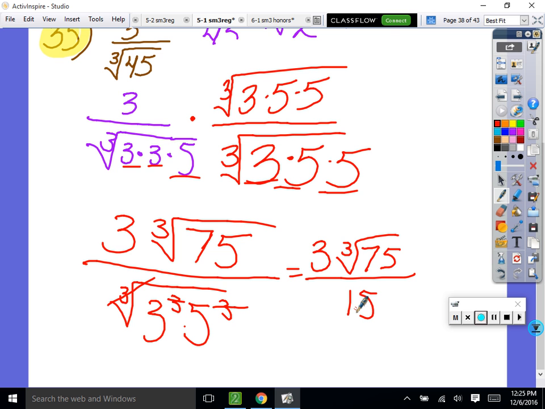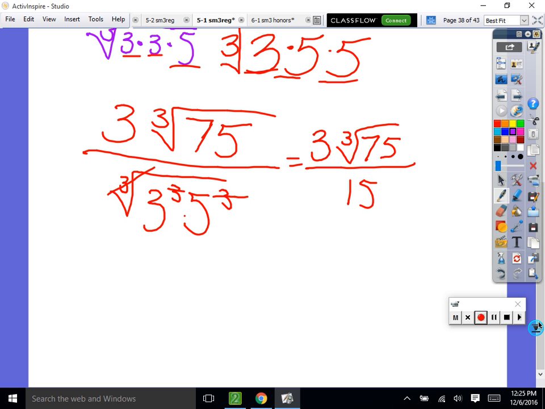Now that is my answer, but does my answer simplify? Multiplication, you can divide out, correct? We know how to simplify fractions. We just did a whole unit on it. Multiplication can divide out. Can we ever divide something that's underneath a radical, something that's not? No. So doesn't this become 1 over 5? So our final answer is the cube root of 75 over 5.